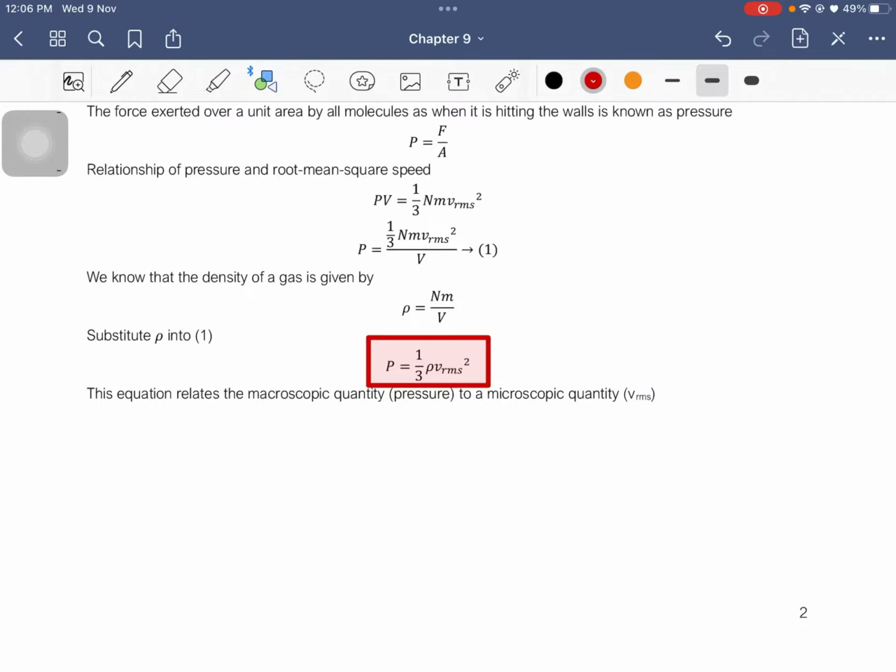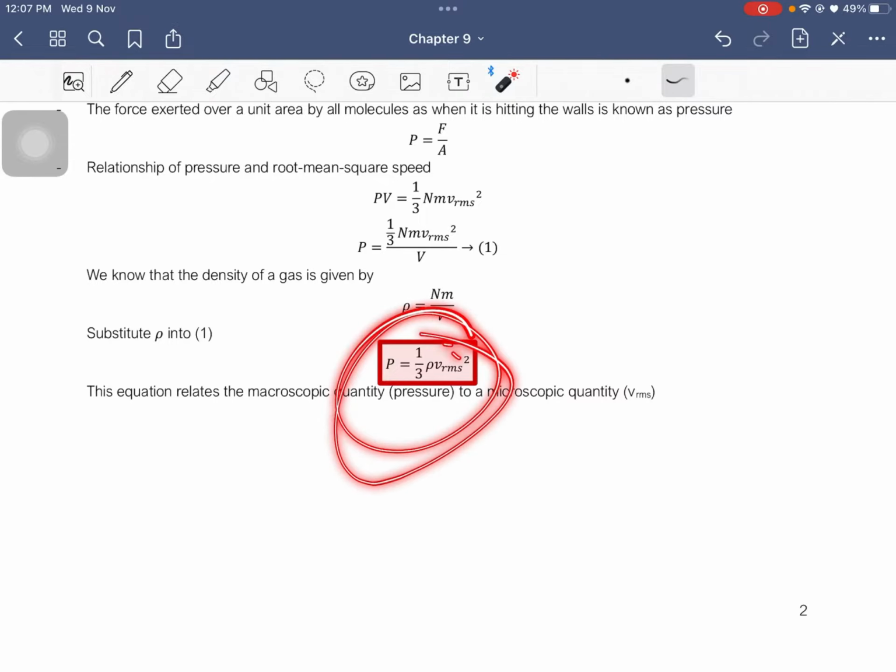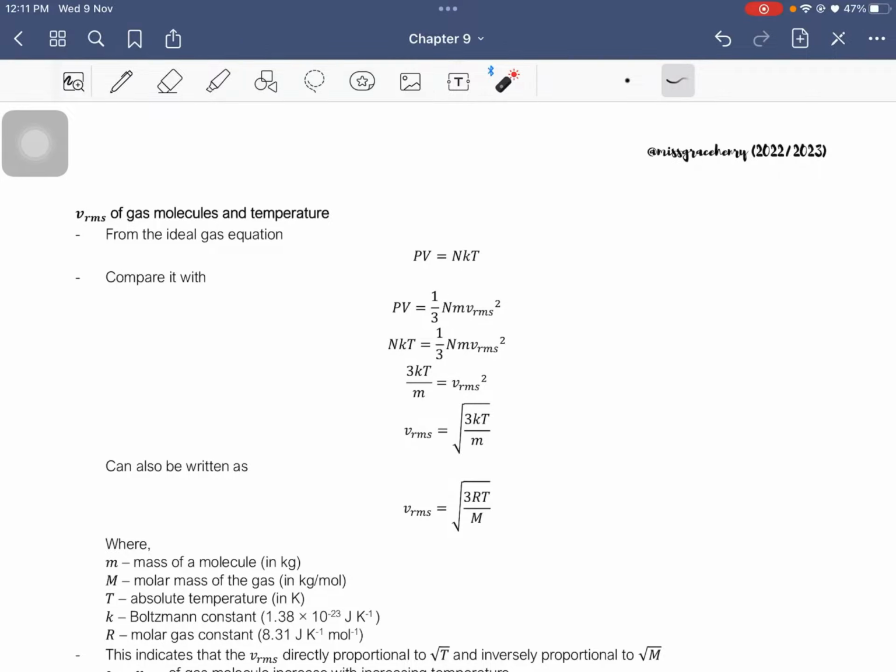I don't know, but macroscopic. Basically, it relates pressure to the RMS speed. So this is the relationship between pressure and RMS speed. If there is a question asked, we use the equation here. Okay? Okay, so now let's relate this RMS speed with temperature.